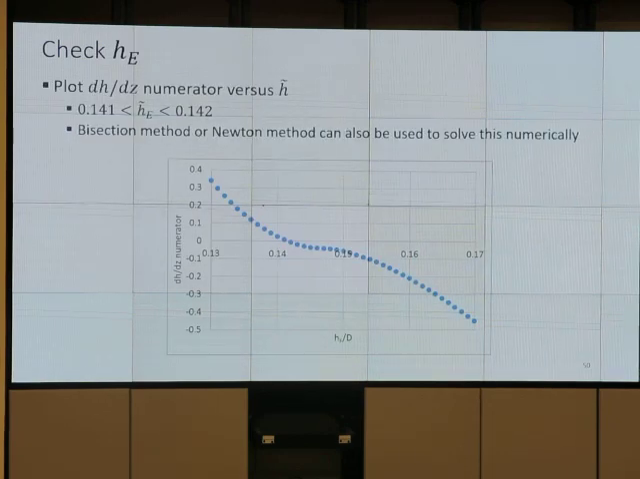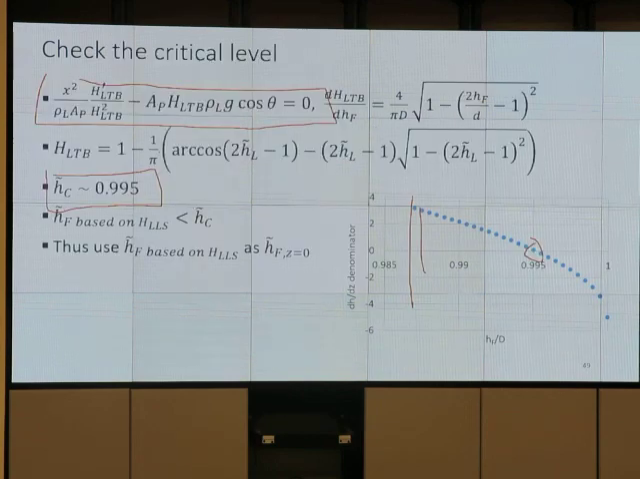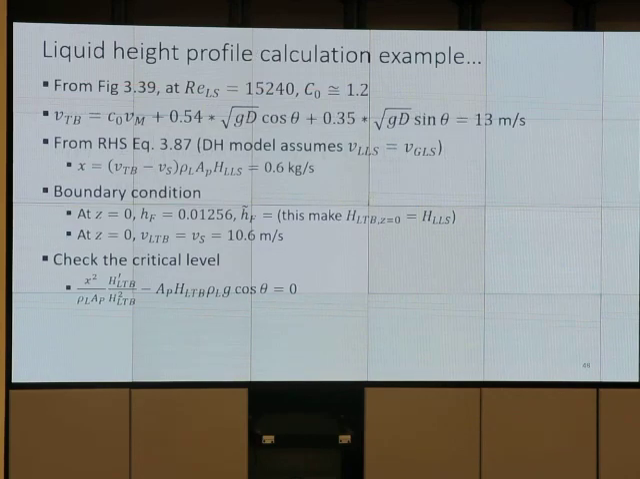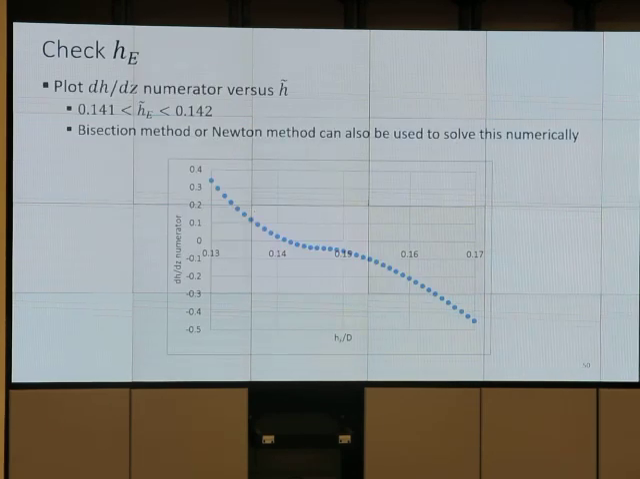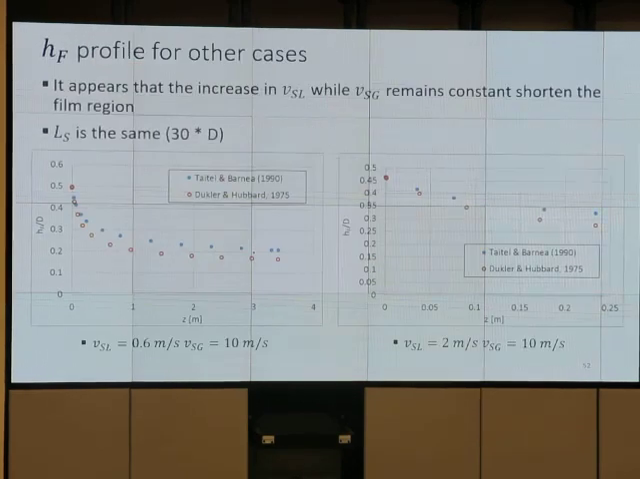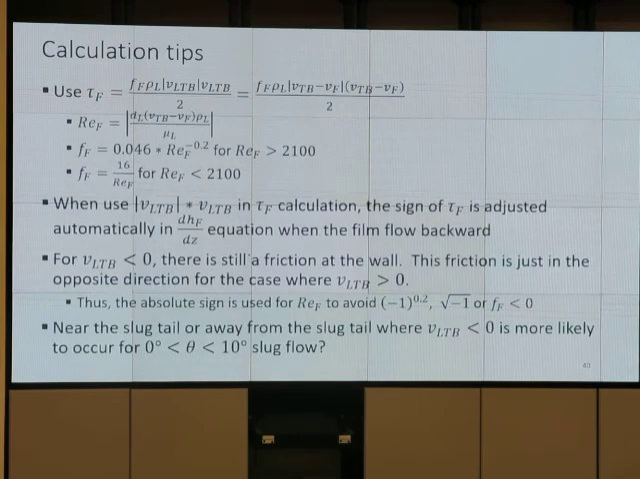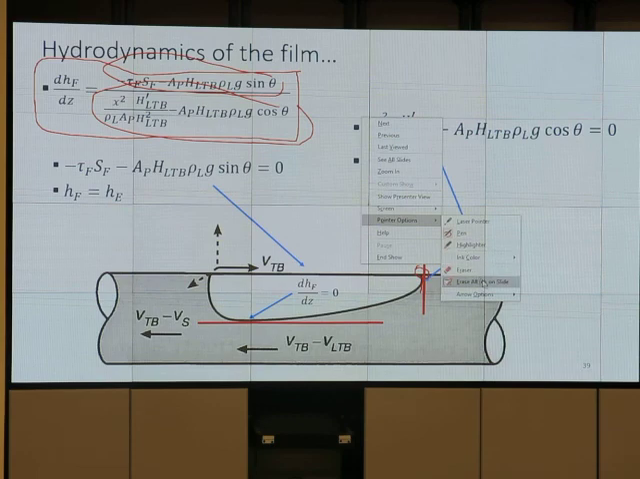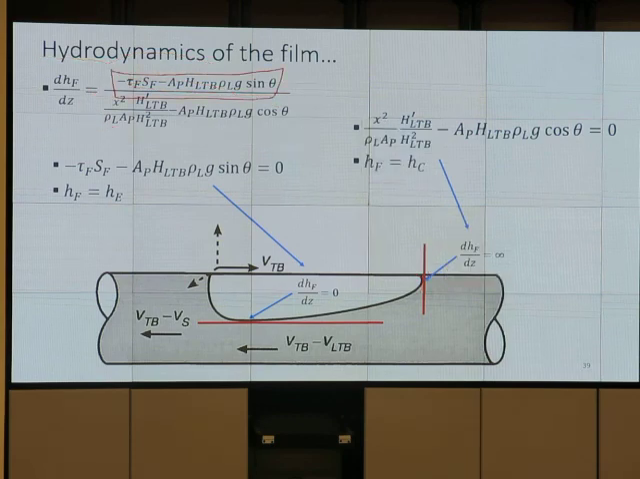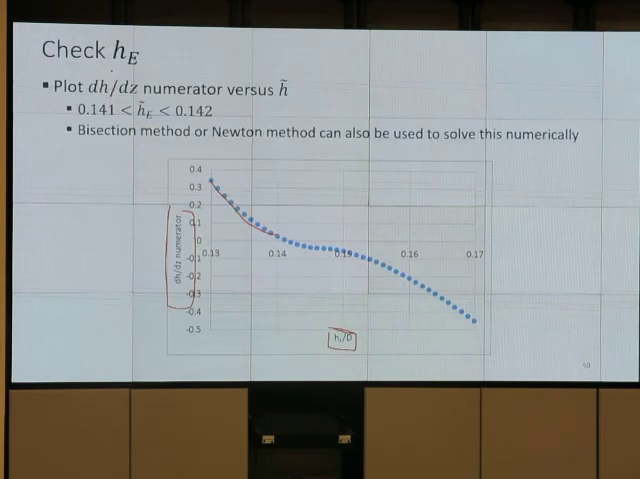Okay, next I check the equilibrium height. Where's the equilibrium height? I use the same trick. This is, I think, a denominator, not numerator. So I put the numerator and do the same plot. I put different inputs for H, F over D and find out at which location the numerator equals zero. You remember that this equation has a top and bottom part. So I take just the top part, put different values of h tilde and plot the graph. This is what I got. So I found that the equilibrium liquid height is somewhere between 0.141 and 0.142.